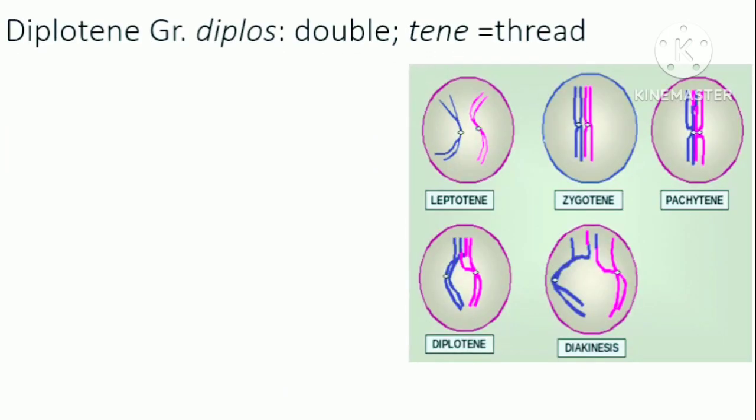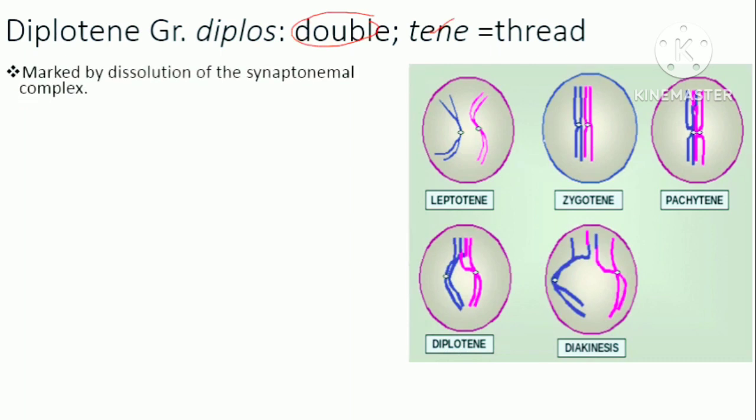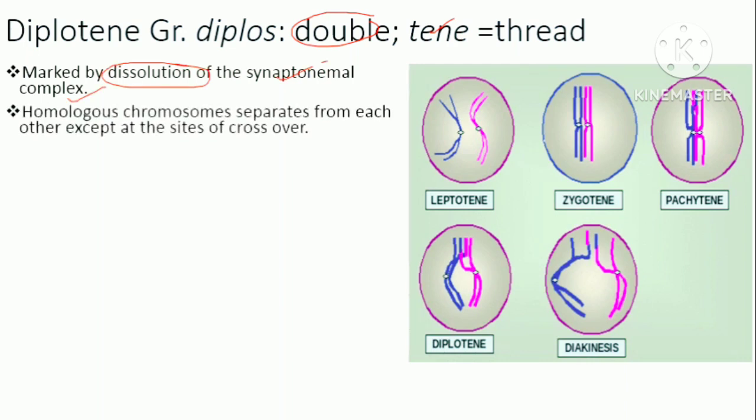Next comes the diplotene stage. Diplo means double, tene means thread: the double-threaded stage. It is marked by dissolution of the synaptonemal complex. Here, the breakdown of that ladder-like structure, known as the synaptonemal complex, starts. Homologous chromosomes separate from each other except at the sites of crossover.